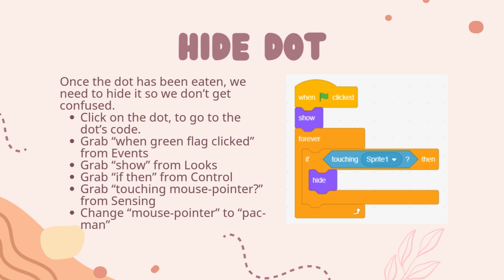Now for the if condition, we have to check if the dots have been touched by Pac-Man. So we drag Touching Mouse Pointer from Sensing and pick our Pac-Man from the drop-down. Within this statement is where we add our hide block. Run this and check if it works.